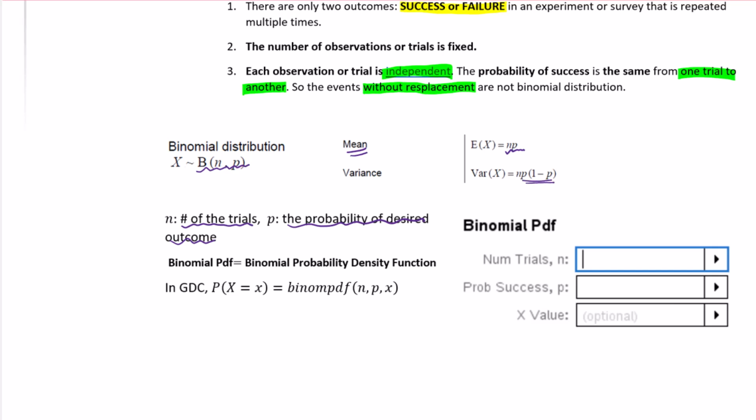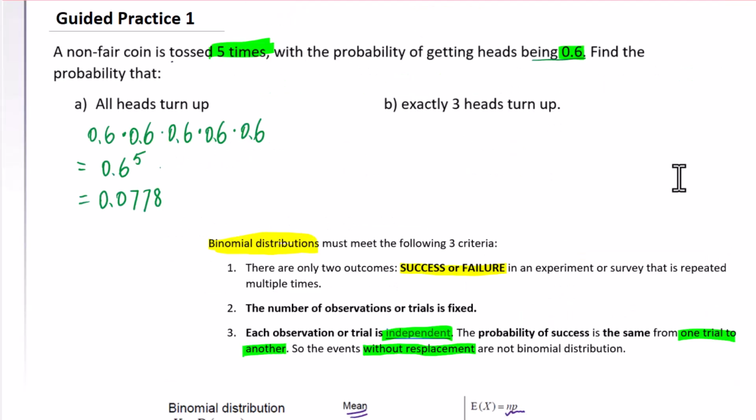Binomial PDF means binomial probability density function. In the calculator, we need to type in the number of trials, the probability of the desired outcome, and the x value for this binomial PDF. So let's go back to this B. We want to figure out the probability of getting exactly 3 heads. First of all, this is a binomial distribution. X follows binomial distribution with the number of trials 5.